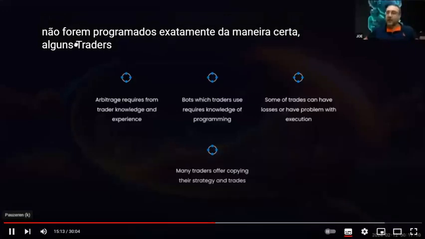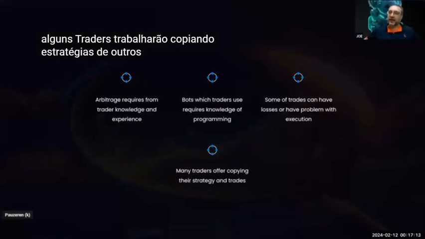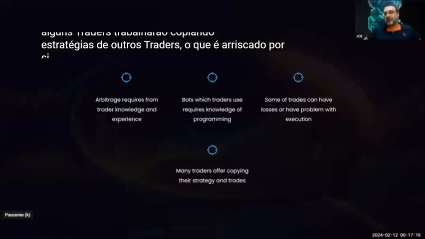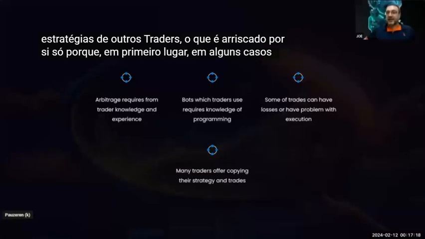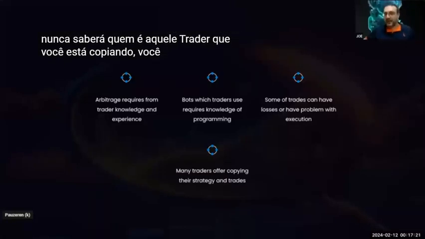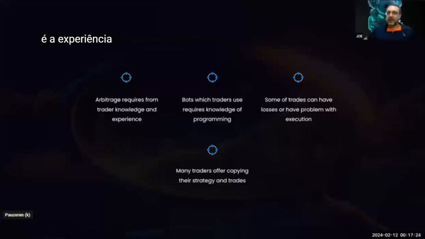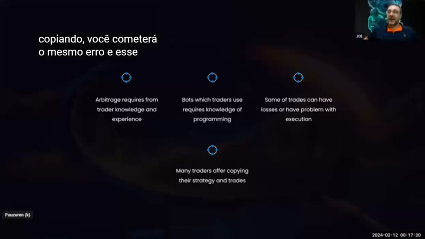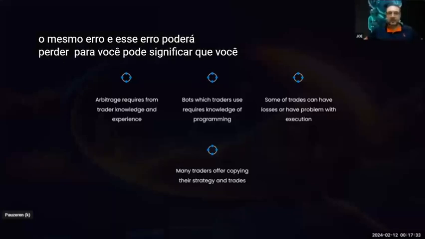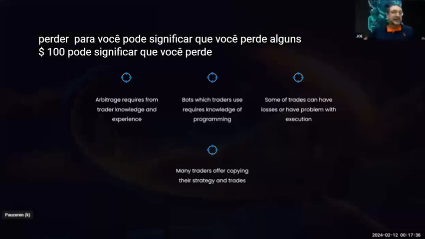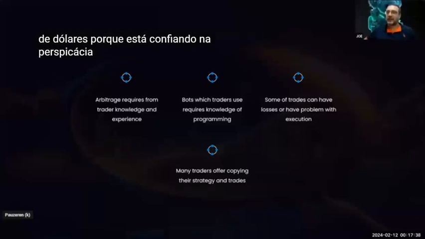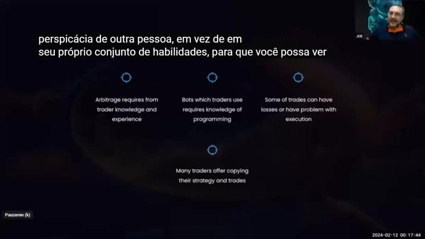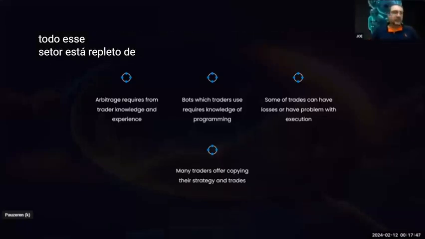Some traders, they will work by copying other traders' strategies. That's risky in itself because firstly, in some cases, you never get to know who that trader is that you're copying. You don't know what their experience is. And if they make a mistake and you're copying them, you're going to make the same mistake. And that mistake might mean you lose a couple of $100, could mean that you lose thousands of dollars because you're relying on the acumen of another person rather than your own skill set. So you can see that this whole industry is fraught with all sorts of pitfalls that you can fall into at any moment.